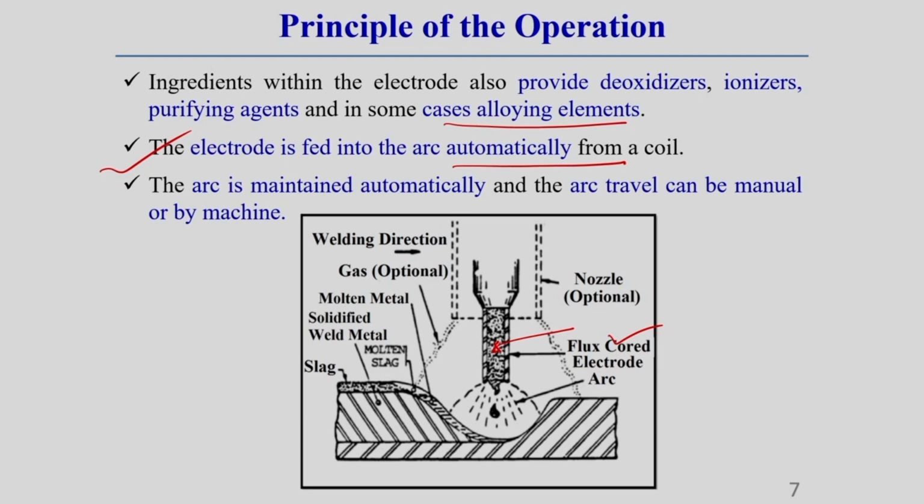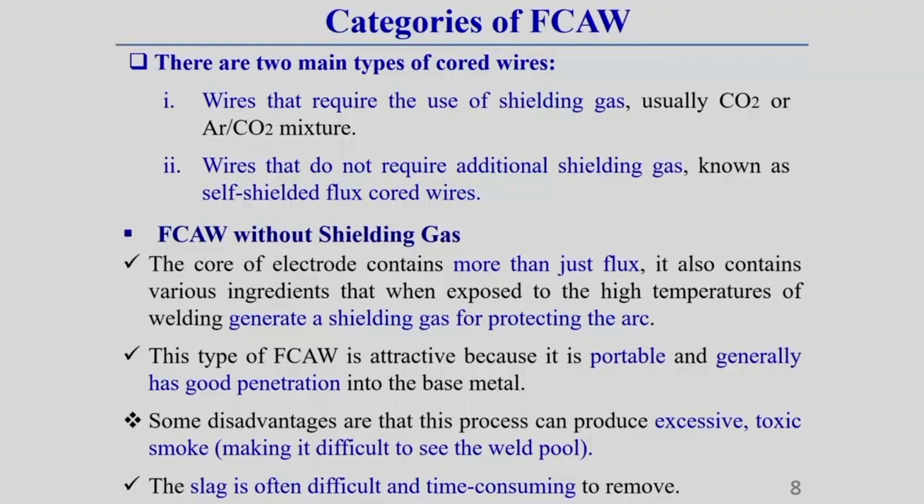Here the arc is maintained automatically, and the arc travel can be manual or by machine. That means moving of the torch can be manually operated, or it can be mounted on a trolley which can automatically control the speed of the arc. Once both feeding of the wire as well as travel of the arc are controlled automatically, then it is called an automatic welding process.